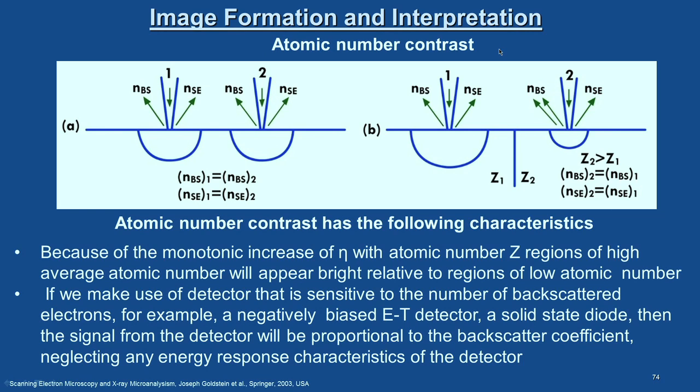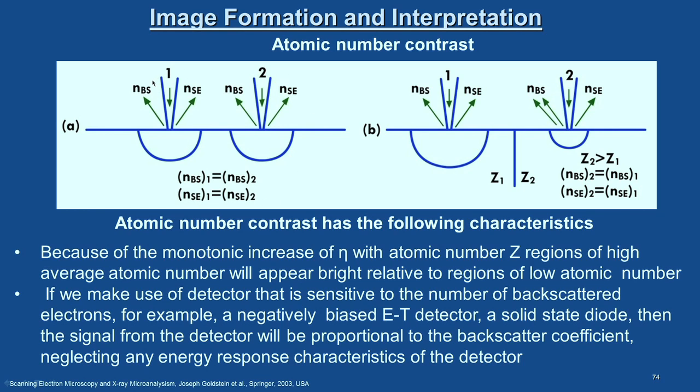So, now let us get into the details. First, we will look at the atomic number contrast. This is also sometimes referred to as compositional contrast or Z contrast. The schematic clearly shows the electron beam specimen interaction, and the signals coming out, n number of backscattered electrons and n number of secondary electrons, where schematic A shows NBS1 is equal to NBS2 and NSE1 is equal to NSE2.